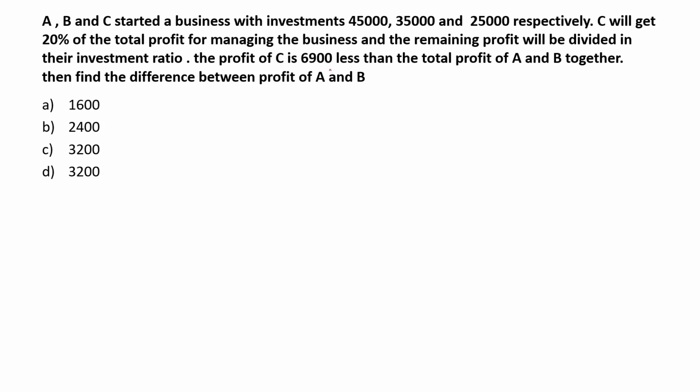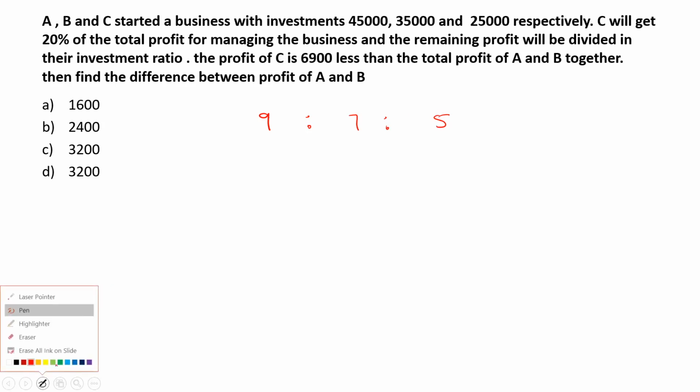The simplified ratio of their investments would be 9:7:5. And C will get 20% of the total profit for managing the business. That means C will get 20% salary. Just transfer that 20% from A and B to C to get the actual ratio of their profits. 20% of 9 is 1.8. Just transfer that 1.8 to C. Then C will get additional 1.8.